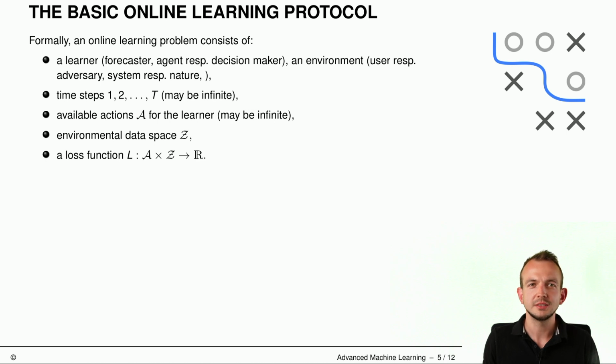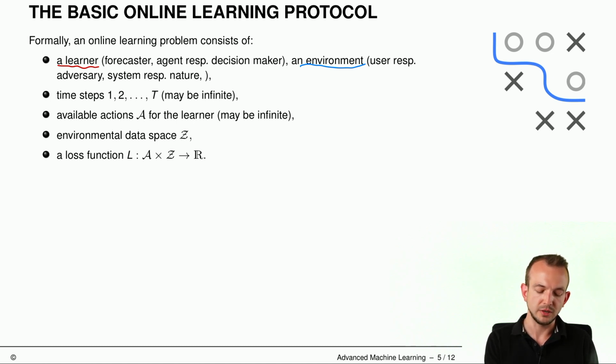And we can also formalize this with these 5 characteristics for online learning. So the one is we have our 2 players. The one is the learner, which depending on the context may represent a forecaster in the weather forecasting example, may be an agent in the sequential investment example, or decision maker. And the other player is the environment, which also, depending on the context, may represent really an adversary or a user, or even nature itself.